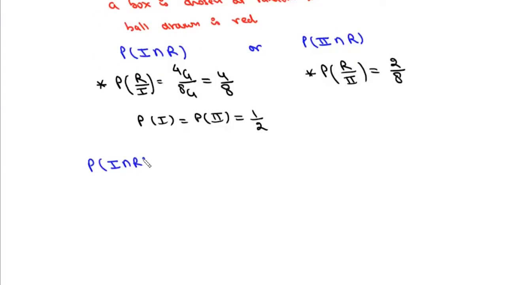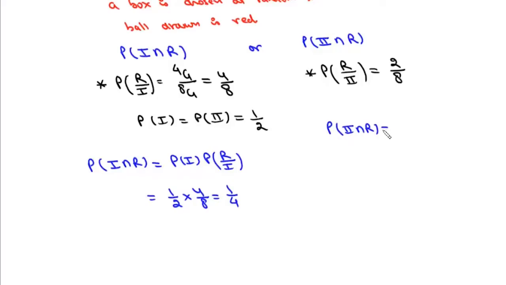We can write the probability of first intersection R as the probability of first into the probability of R by first. In this case, the probability of first is 1 by 2 and the probability of R by first is 4 by 8. So this is 1 by 4. And for this one, the probability of second intersection R is the probability of second into the probability of R by second. So the probability of second is the probability of choosing this second box, which is 1 by 2, and the probability of choosing a red ball from this second box is 2 by 8. So this probability is 1 by 8.